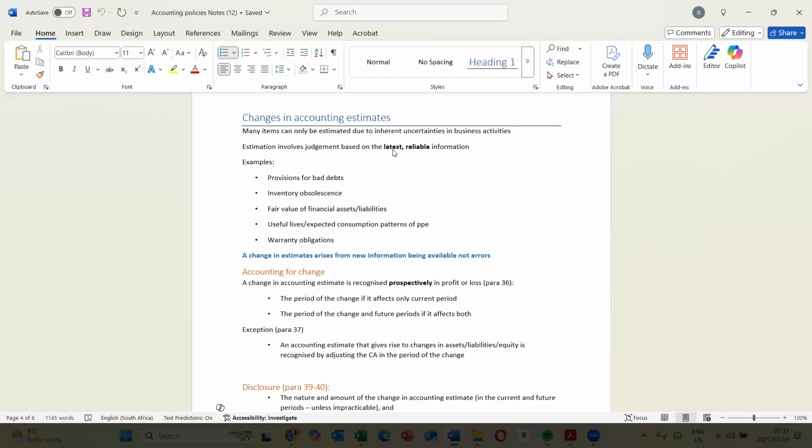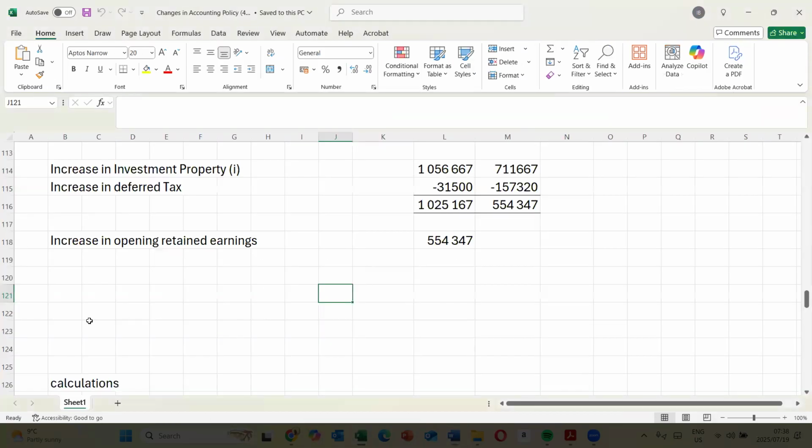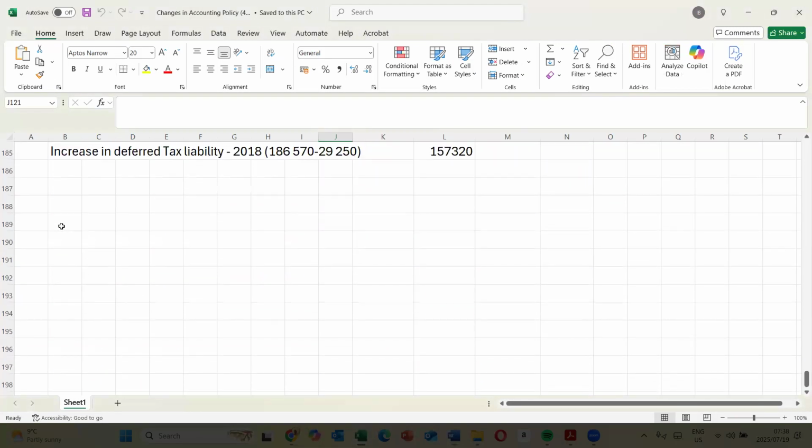Then we have fair value of financial assets or liabilities. In regards to this, of course, it's a change in accounting estimate. And then we have useful lives or expected consumption patterns of PPE. Here, when we talk about useful life and expected consumption pattern of PPE, we are looking at things like depreciation, residual value, and useful life. So a change in any one of those factors is actually a change in accounting estimate. Let me just quickly write that down so that we'll be in a position to know what's going on there. So change in accounting estimates.